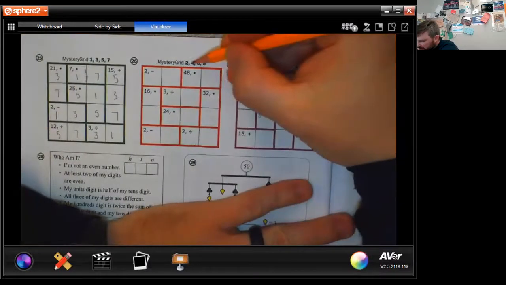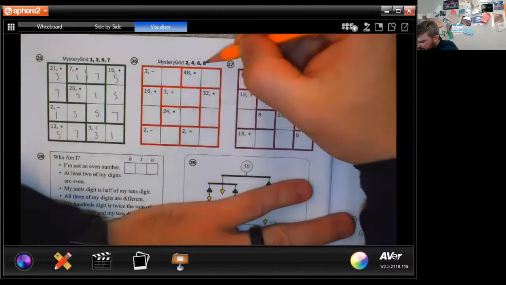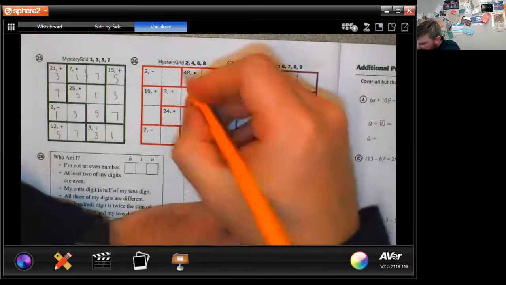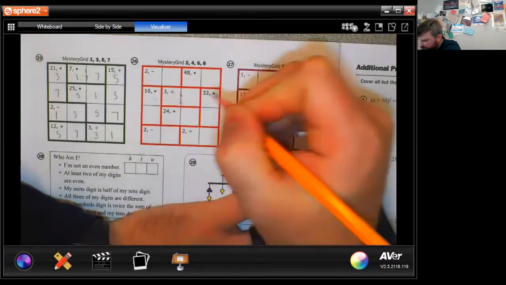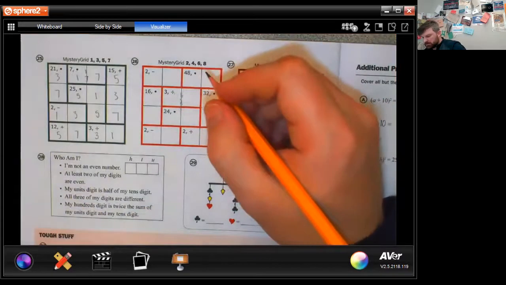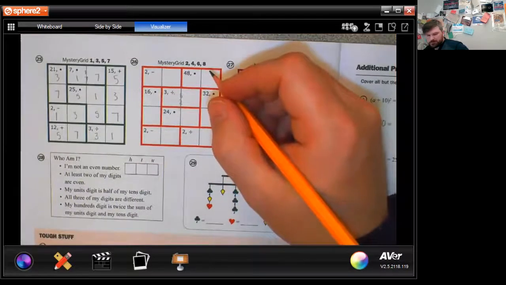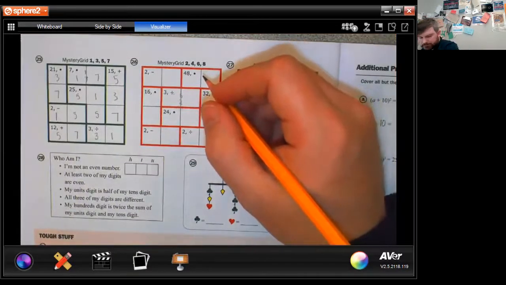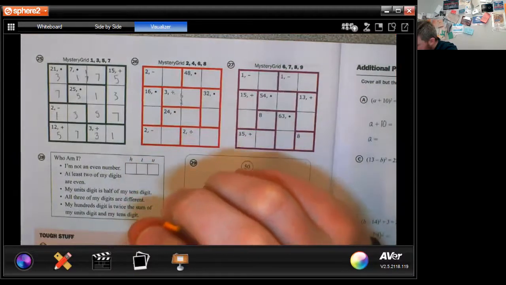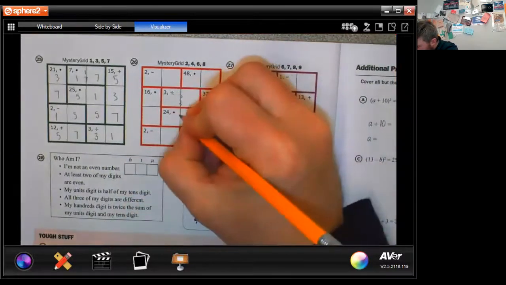Okay, 2, 4, 6, 8. We're going to divide to get 3. That's 6 and 2. Multiply to get 24. 4 and 6.